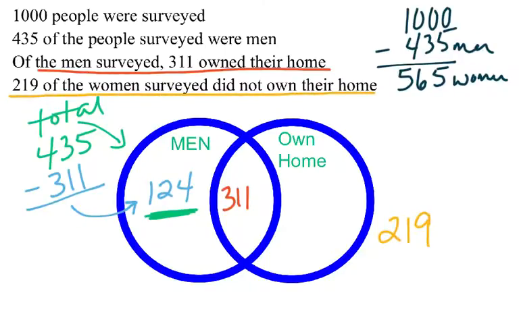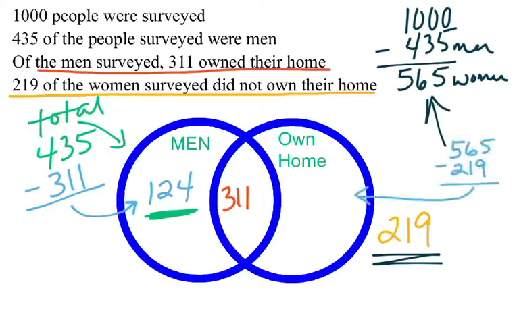And since there's 565 women, and we know that 219 don't own their own home, we can subtract 219 from 565, excuse me, and then we'll get the total of women that do own their own home. So when we do that, 565 minus 219, we're going to get 346 women that own their own home.